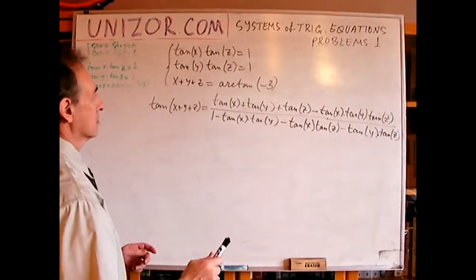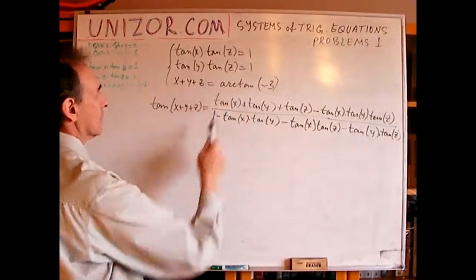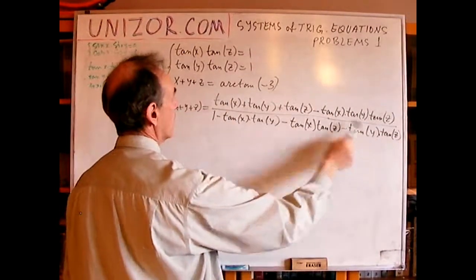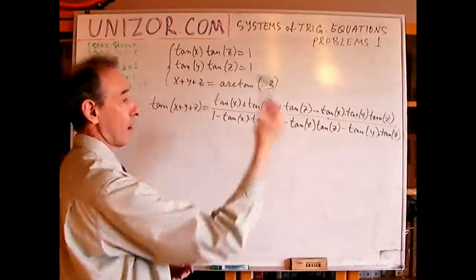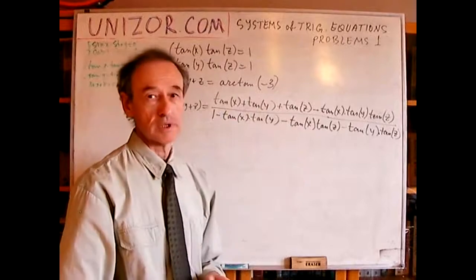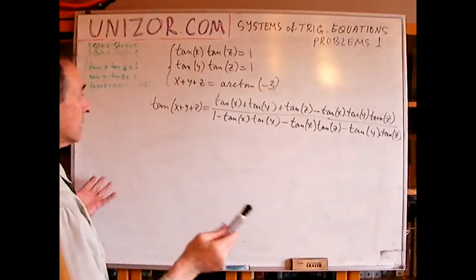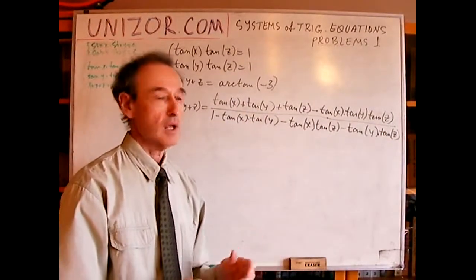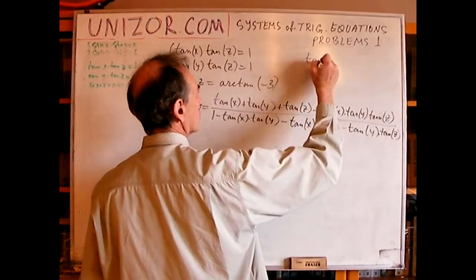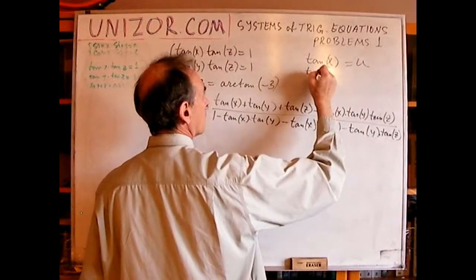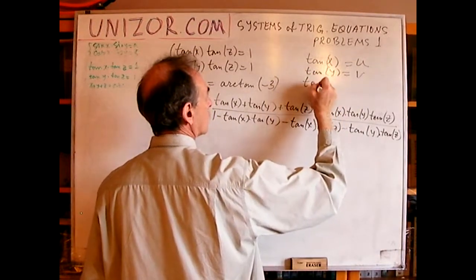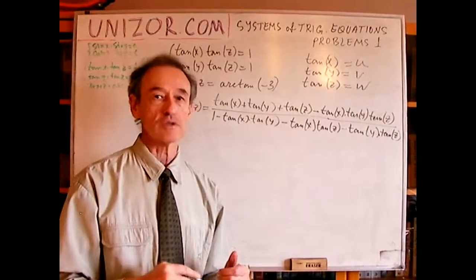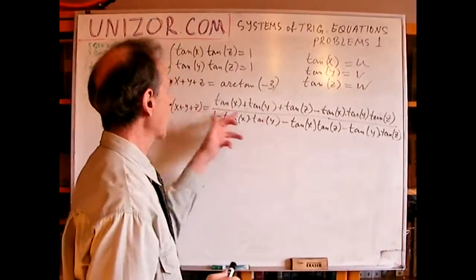Now, using this, let me just take the tangent of the last equation, and I will have tangent of x plus y plus z, and I can express it in this way. I will have minus 3 on the right, because the tangent of arctangent is obviously whatever the argument is, from the definition of the arctangent. And then I will have the 3 equations where only tangents of x, y, and z are present, right? So I can actually replace tangent x with a variable u, tangent y with a variable v, tangent z with a variable w, and I will have an algebraic system of equations relative to u, v, and w, because only tangents are present.